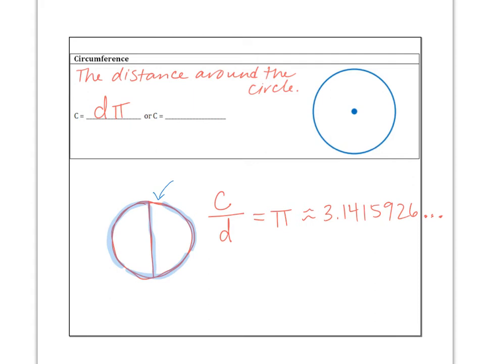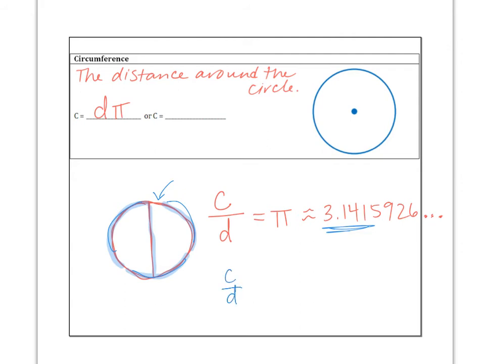So it would be 3 full ones plus a little bit more. It would be 3 full ones plus 0.14 more. So kind of cool. Now the other formula for circumference, you can do diameter times pi. And let me show you why that is.